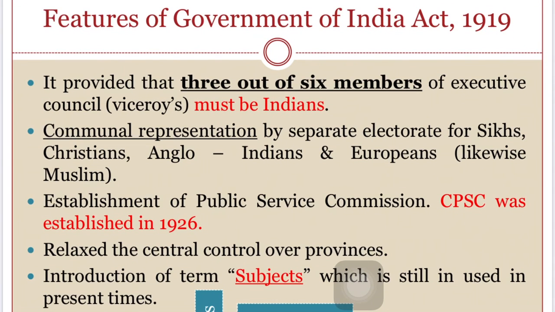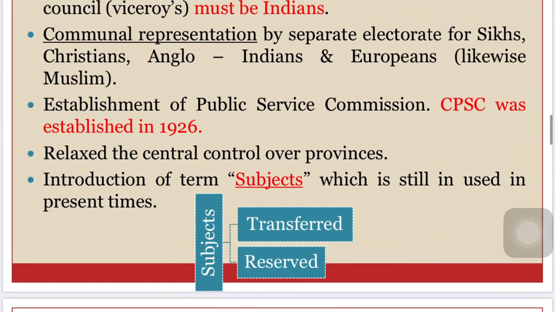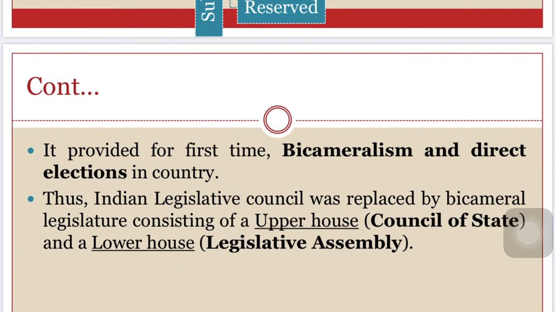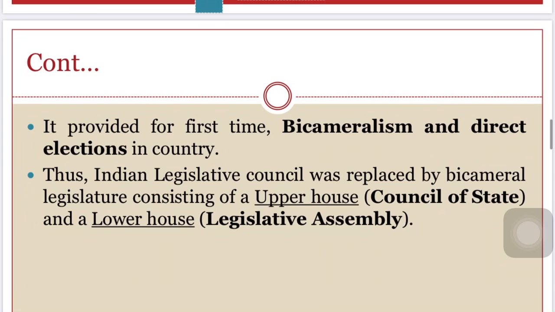So it relaxed central control over the provinces. It introduced the division of subjects into transferred and reserved, which is still used at present. It provided for bicameralism and direct elections in the country for the first time. The Indian Legislative Council was replaced by a bicameral legislature consisting of the upper house, called the Council of State, and the lower house, called the Legislative Assembly.